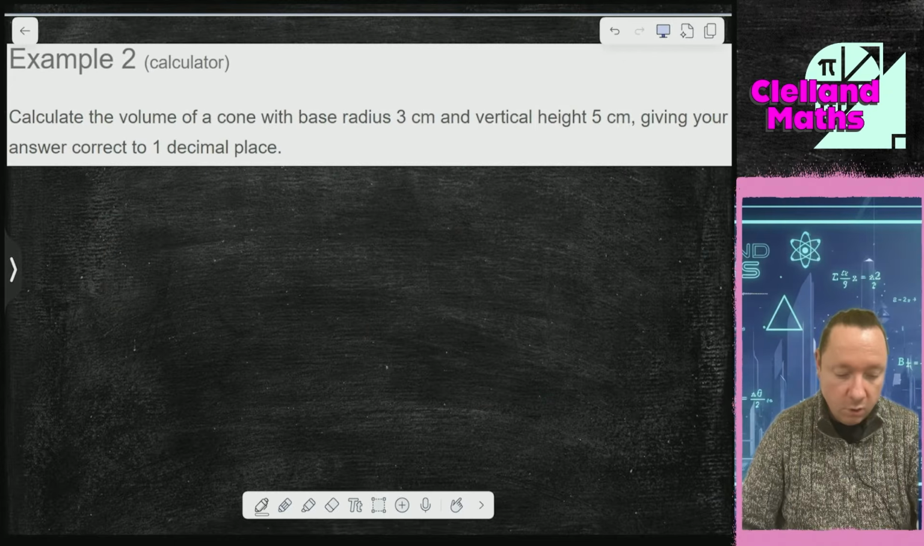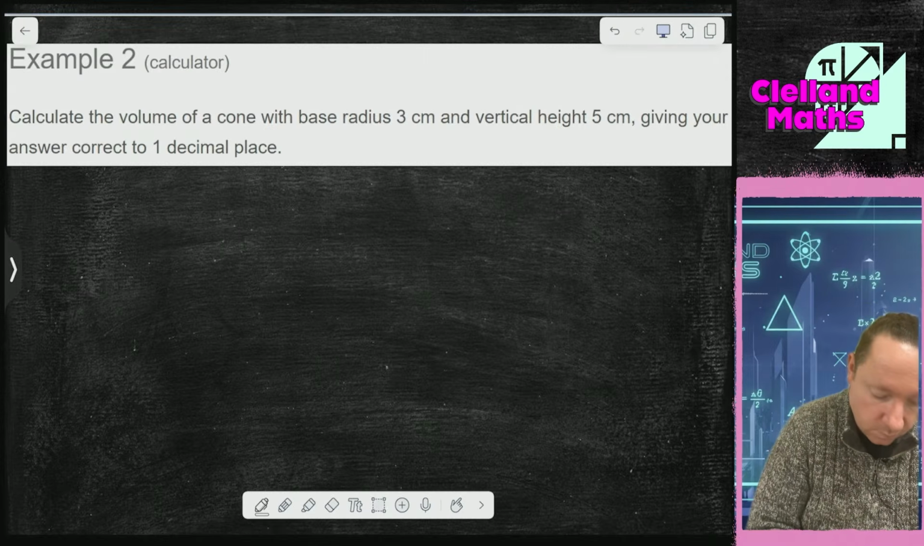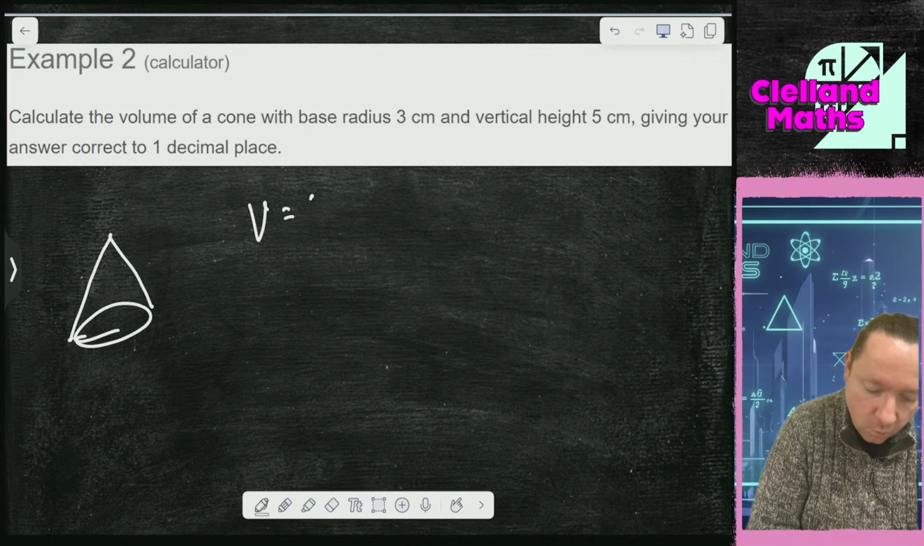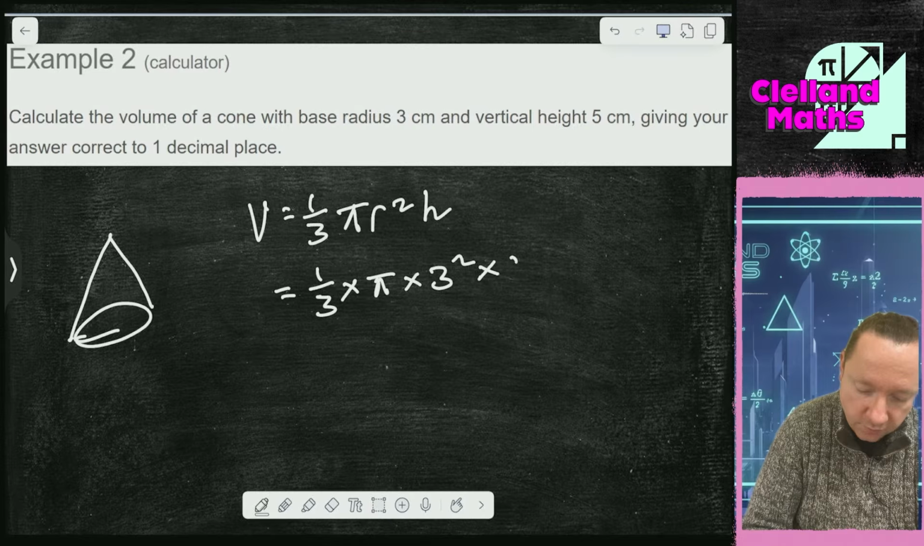Okay, example 2 on volume. Calculate the volume of a cone with a base radius of 3 and a vertical height of 5. Answer to 1 decimal place. The cone formula is given at the start of the exam paper. It is 1/3 πr²h. So we're just subbing in 1/3 times pi times 3 squared times 5.